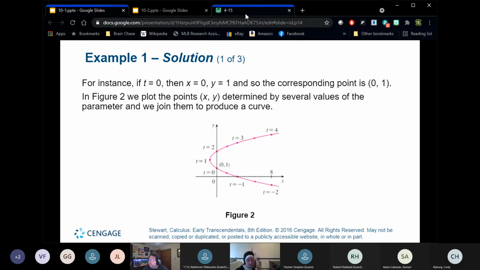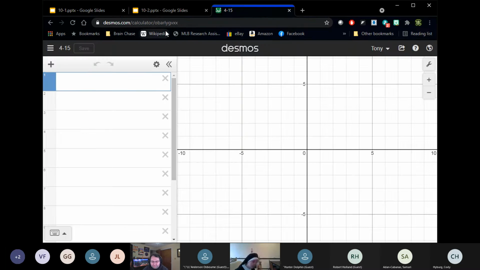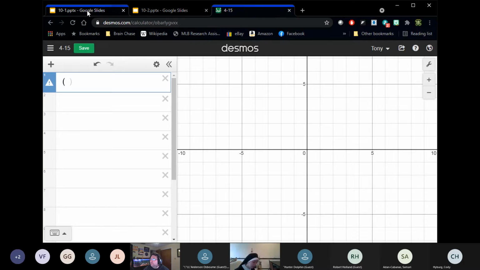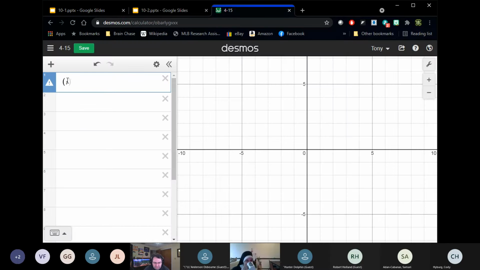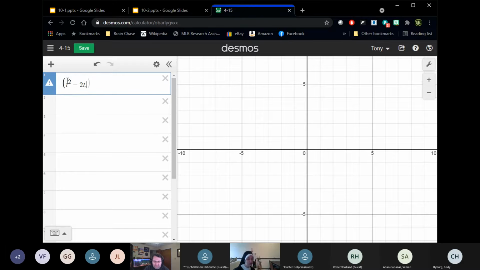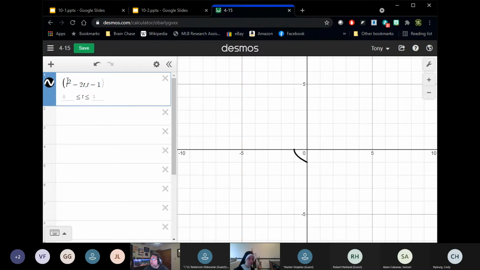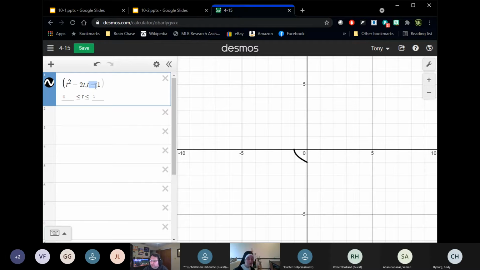One of the things you'll notice, actually, that I'll show you, I'll do this one on Desmos real quick. So when you do your equations in Desmos, what you do is you actually write them as the points. X was t squared, so you have t squared minus 2t. And then you had t minus 1, or t plus 1. And then we close the parenthesis.